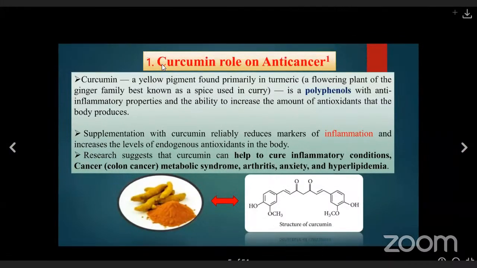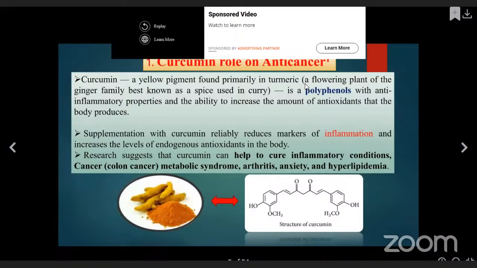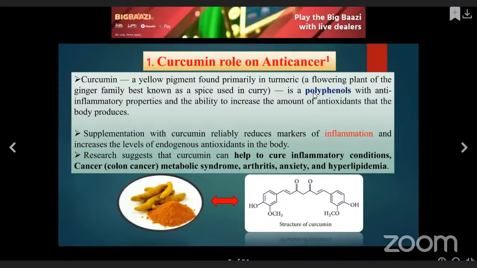So if you go to curcumin's role in anti-cancer, as we discussed, curcumin, turmeric is having an anti-cancer role. Curcumin is a yellow pigment found primarily in turmeric. It is a polyphenol. If you go to secondary metabolites, there will be different types of secondary metabolites. There may be terpenes.